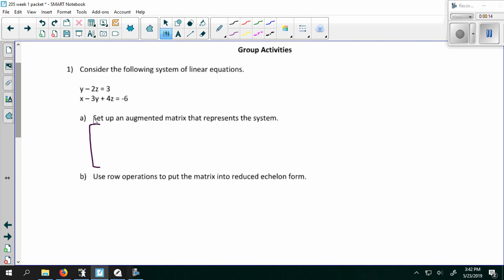So I put in my x coefficients in column 1, 0 and a 1. My y coefficients in column 2, 1 and -3. My z coefficients in column 3, -2 and 4. And then I augment the coefficients with the constants that are on the other side of the equal sign.